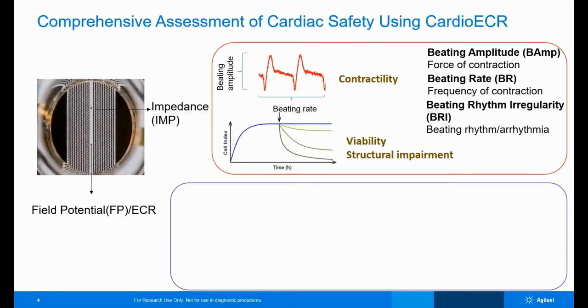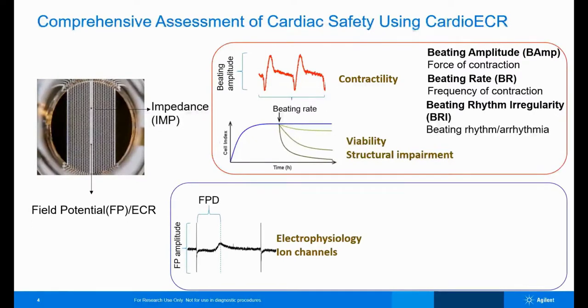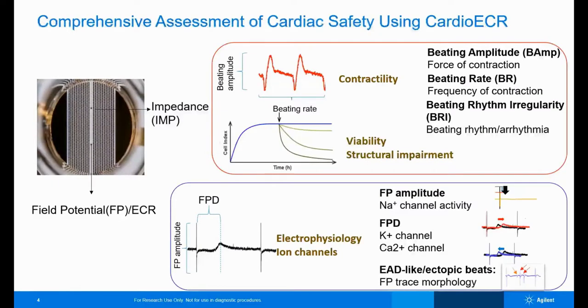The field potential electrodes measure the field potential signal. This is a very typical field potential signal you will get from the system, and you are going to get two major parameters here. The first one we call FP amplitude, which is the amplitude of this spike. The other one is field potential duration, FPD. FPD is the surrogate for the QT interval, which is the EKG readout of our heart. Based on the changes in these two parameters, we can evaluate the ion channel activities of the cell.